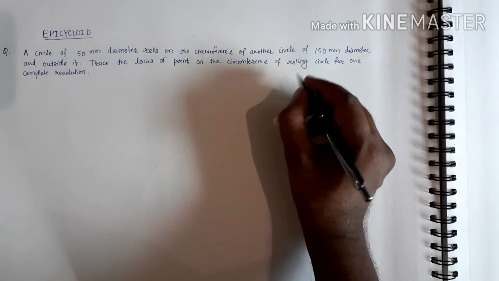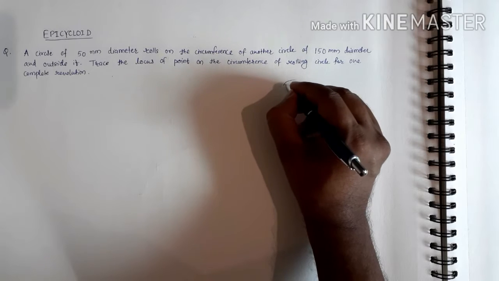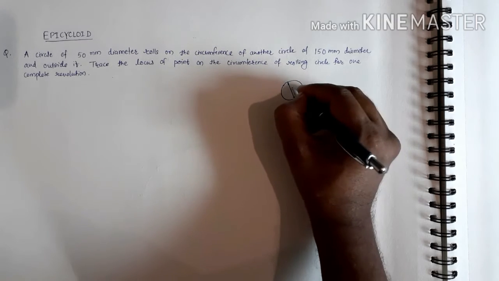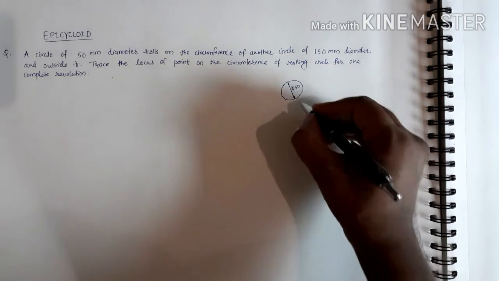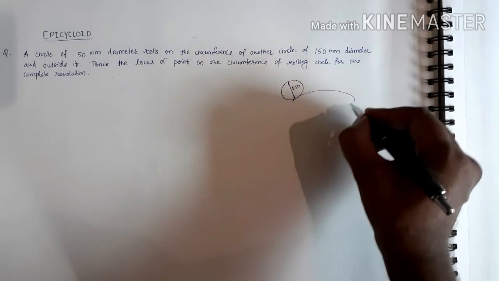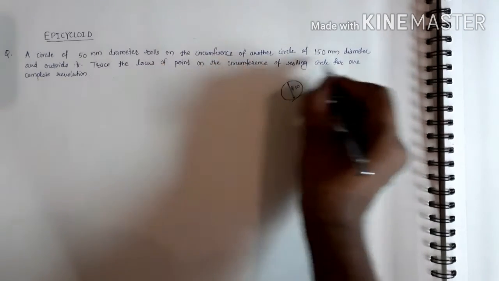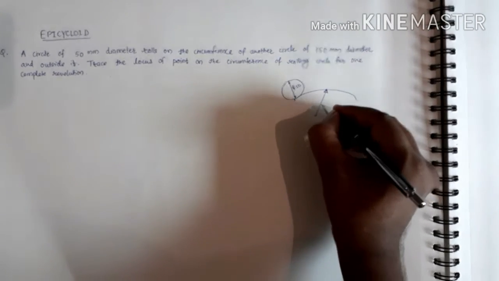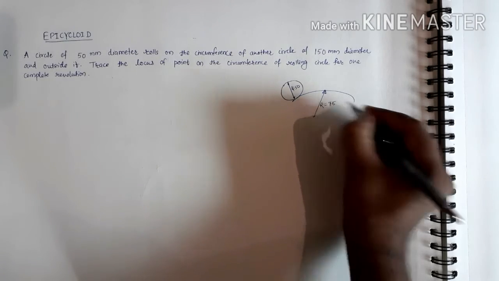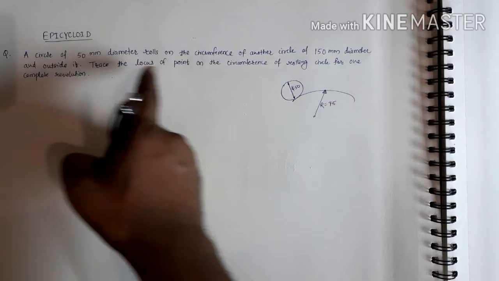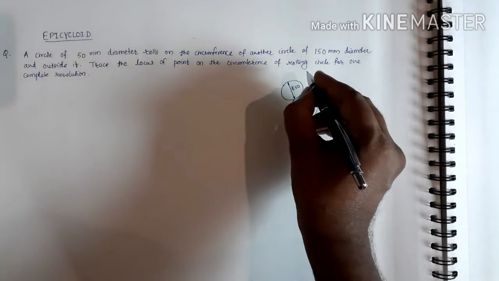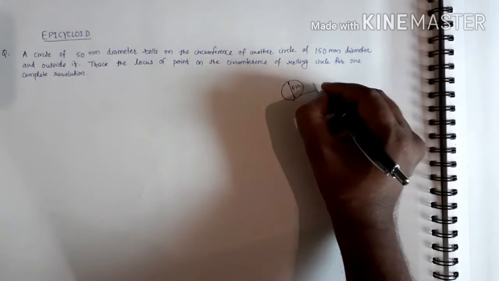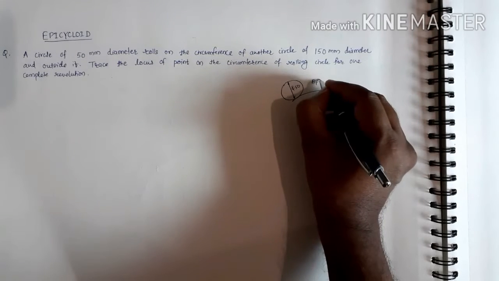So first draw a circle of 50 mm diameter, and show the diameter as 50 mm. This circle is rolling on another circle of diameter 150 mm, so the radius will be 75 mm. Show the radius 75 mm. Now when the small circle rolls on the circumference of the other circle, it will trace some points that will be the epicycloid.